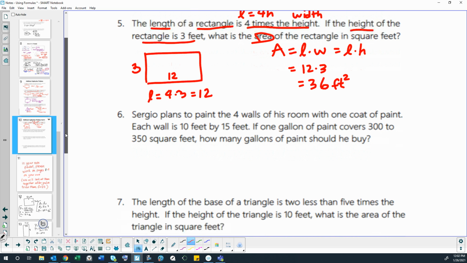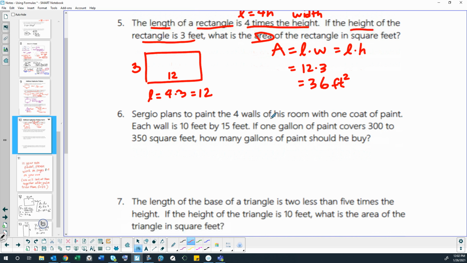All right, number 6. Sergio plans to paint the 4 walls of his room with 1 coat of paint. Each wall is 10 feet by 15 feet. So imagine, if you will, his bedroom. I'm trying to help you imagine the 4 walls of the room.